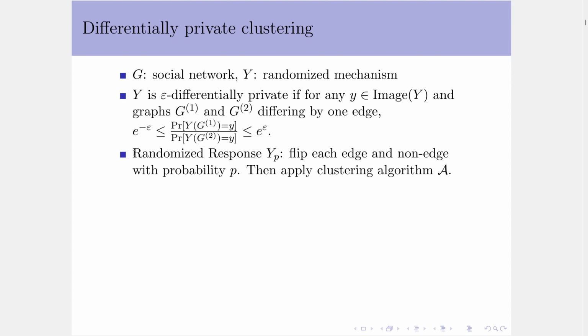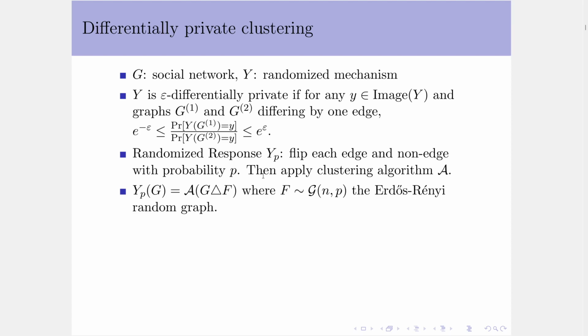And in this work, we focus on the randomized response mechanism, which, given a probability P, flips each edge and non-edge of the input graph G with probability P, and then applies the clustering algorithm, which we call A, on top of the flipped graph. Notation-wise, we can think of YP of an input graph G as simply the algorithm A applied on the perturbed graph, G symmetric difference with F, where F is the Erdős-Rényi random graph with probability P on n nodes.